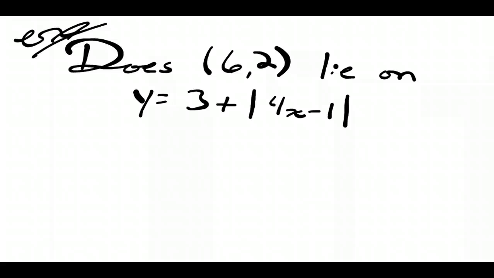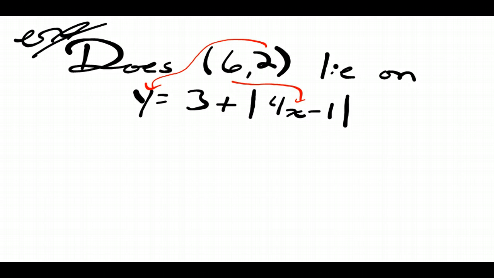One type of example is, does this point lie on this line? It may be x squared or whatever it is, but basically all you're going to do is take the x, plug it in where you see x, take the y, plug it in where you see y, and then as long as you get down to a true statement, you're okay.